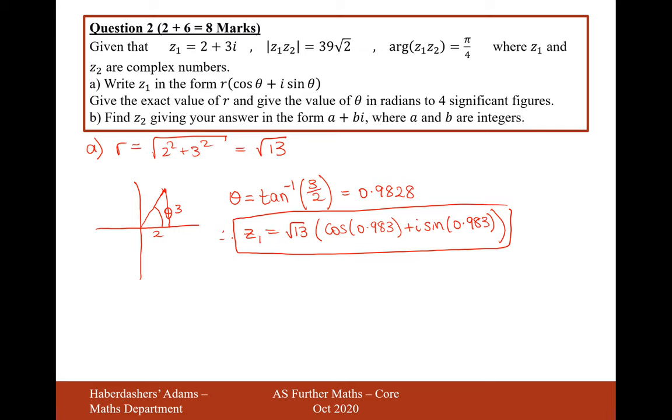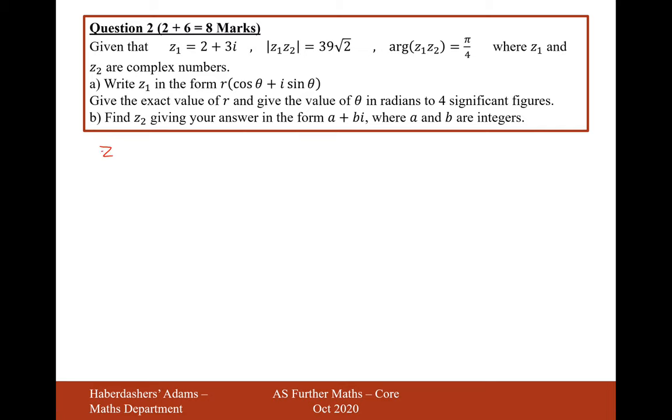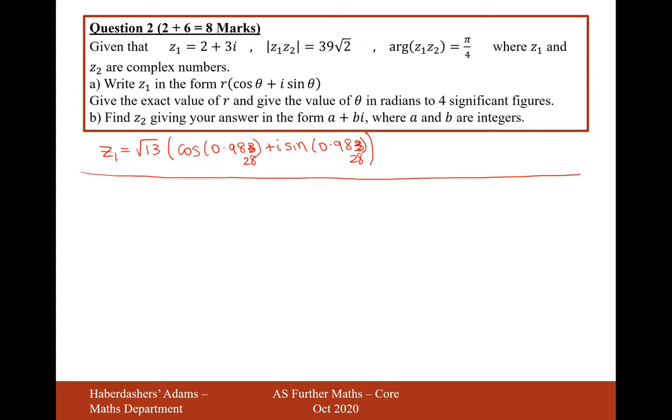Let's now move on to part B. So I'll just record what z1 was. That'd be root 13 bracket cos 0.983 plus i sine 0.983. Okay, so let's move on. So given the exact value of r, and give the value of theta in four... this information here was related to the second part. So the first part there, it's 0.9828. Okay, so that's the answer to A.